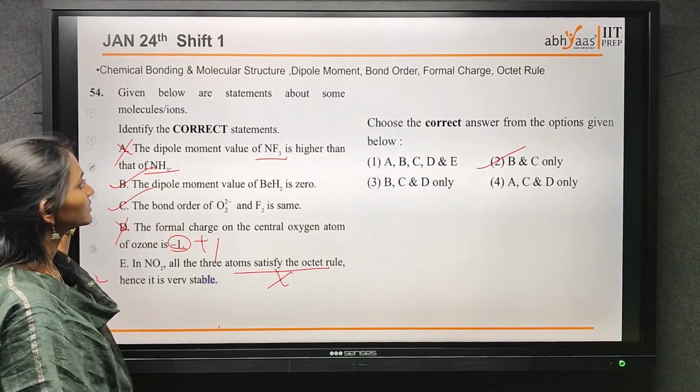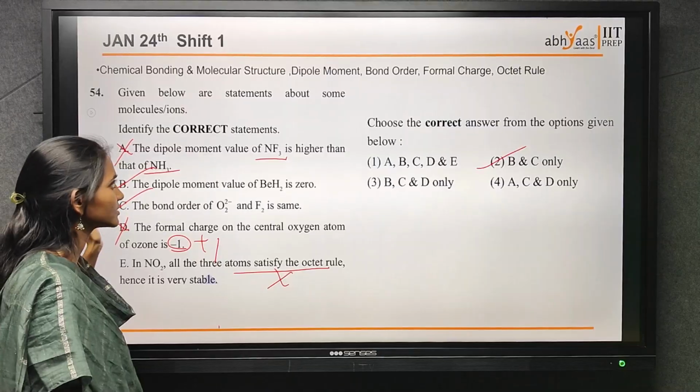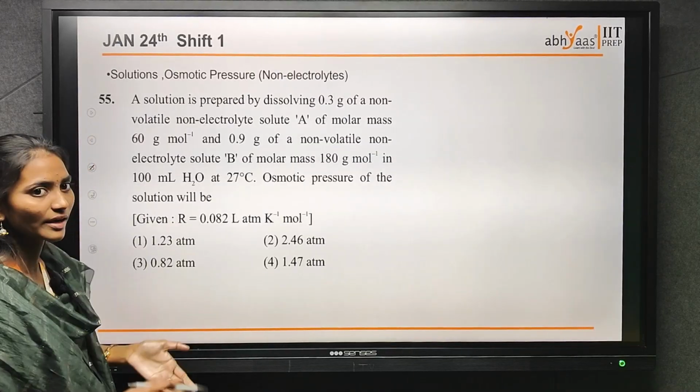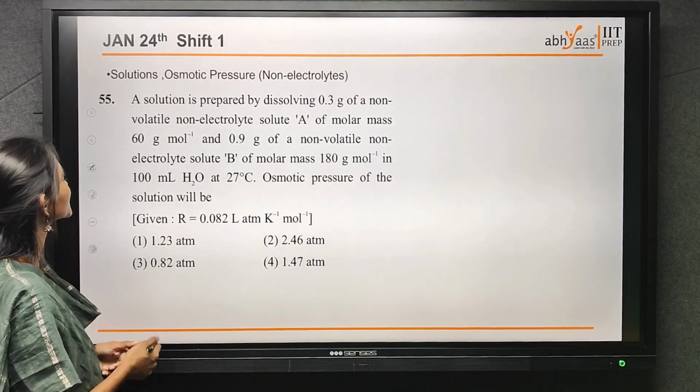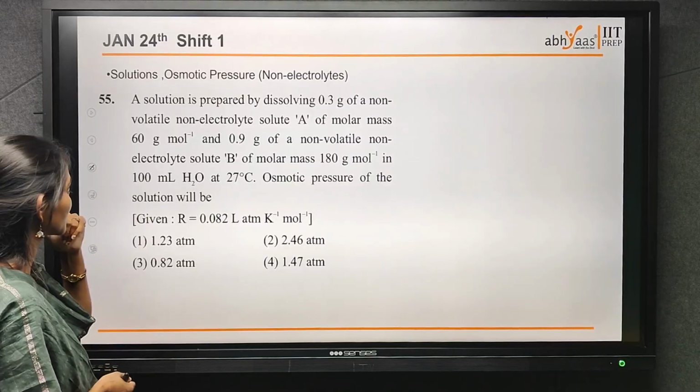So, moderate one, they are asking statement based questions in the previous paper also. Here also they are asking the same kind of question. Moving on to this question, it was asked from solutions, which is from osmotic pressure, right?